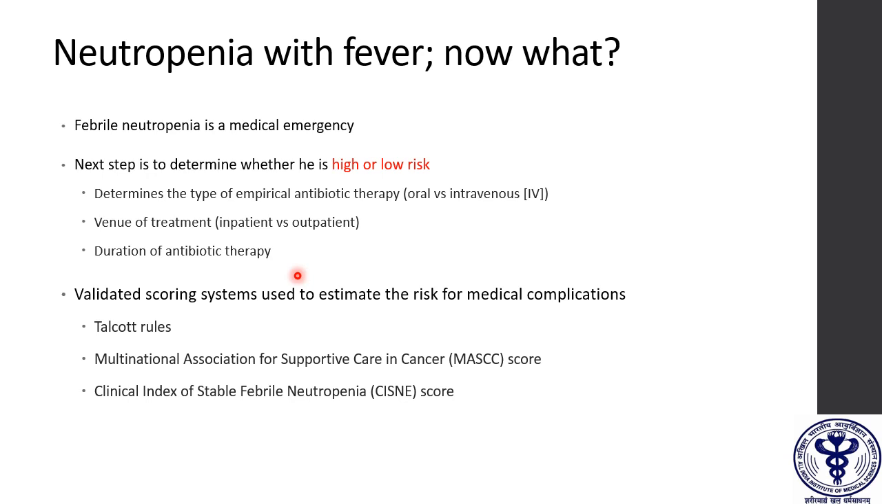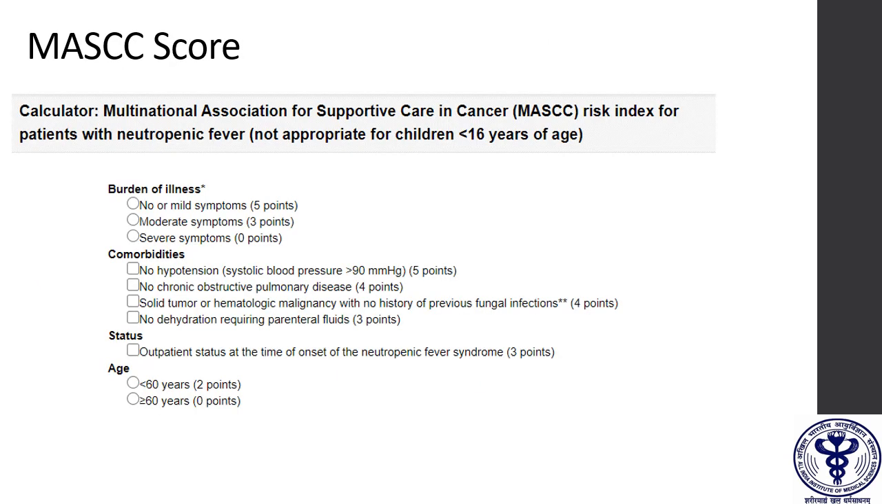A number of validated scoring systems are used to estimate the risk, like Talcott rules, MASCC score, and CISNE score. The IDSA guidelines of 2011 suggest using the MASCC score for risk stratification, so we will be discussing that in detail. So this is the MASCC score. As you can see, it includes the burden of illness, the comorbidities, the outpatient status of the patient, and the age as the criteria.